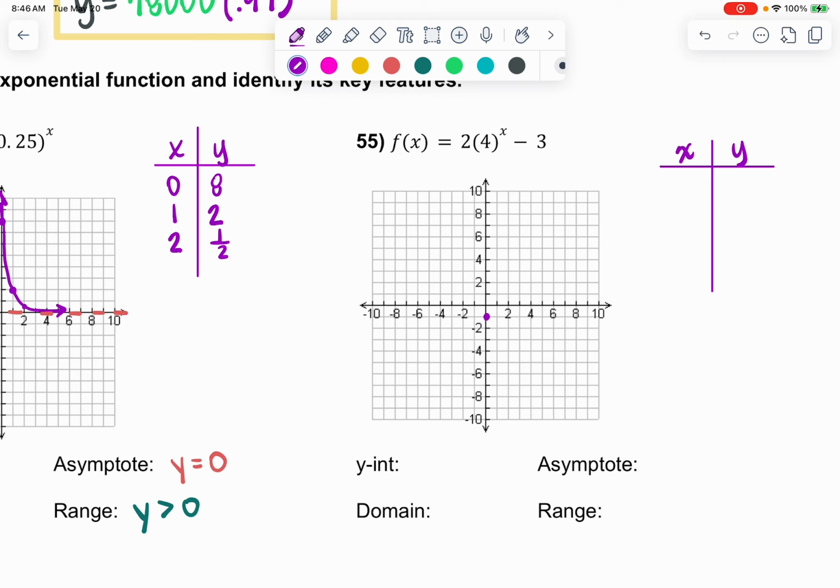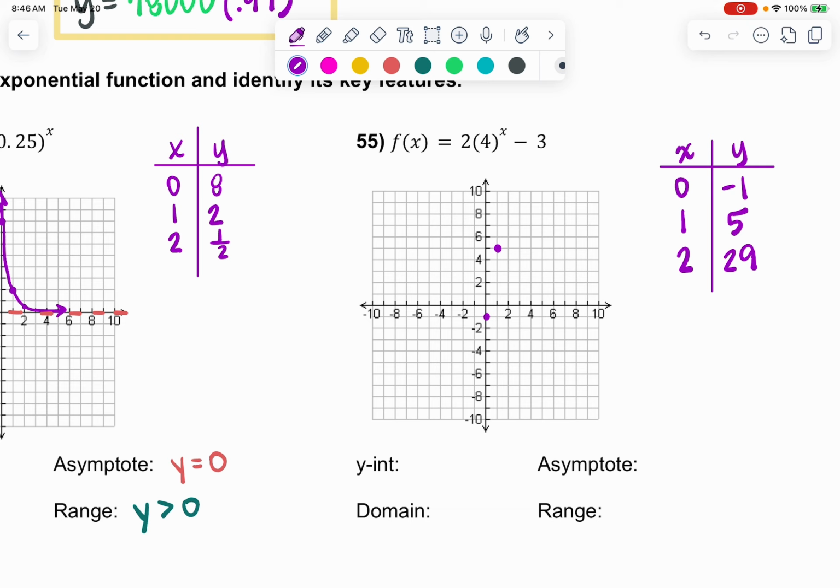So if we do XY, so we know if we plug in 0, we get -1. What happens if we plug in a 1? So I'm just going to type that straight up into my calculator. So I'm going to raise it to the first power, which of course is just 4, and then -3. So I'm getting 5 because it's 8 minus 3. Now if I put in a 2, 4 squared is going to give me 16. So my number is going to be much bigger, right? So 2 times 4 squared minus 3. Yeah, that gives me 29, right? So the growth is going to be super big. All right, that's okay. So 0, -1, and then 1, 5.